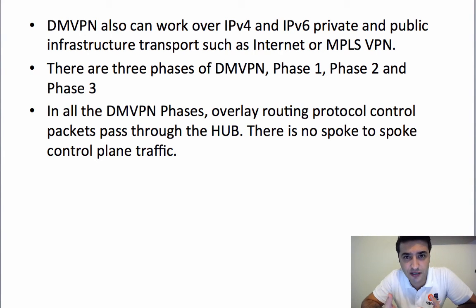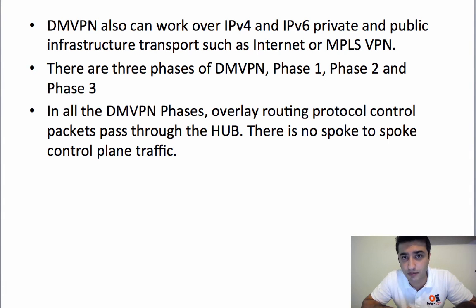There are different DMVPN phases. DMVPN phase 1, phase 2, phase 3. Cisco came up with DMVPN phase 1 first. There was some problem with that. For example, the spoke cannot use an mGRE tunnel, and there was no spoke-to-spoke tunnel. This was important, okay? There was no spoke-to-spoke tunnel with DMVPN phase 1. That's why they considered that it was a big business requirement.